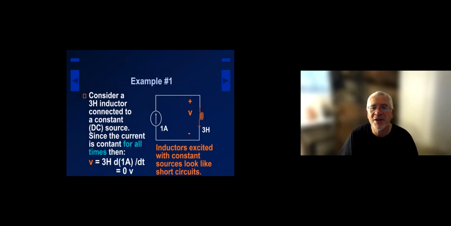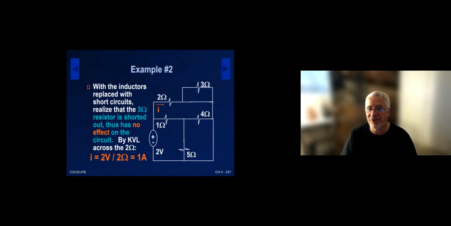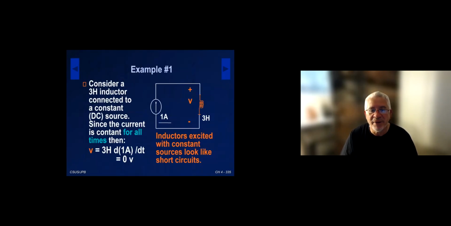So if we look at this, it looks like a complicated example, but because the source here is a 2-volt source and it's been 2-volt forever, all the inductors here behave like a wire. So we can look at this circuit as this. This is just again an illustration of the inductor's behavior when it is faced with a constant source and nothing has changed.